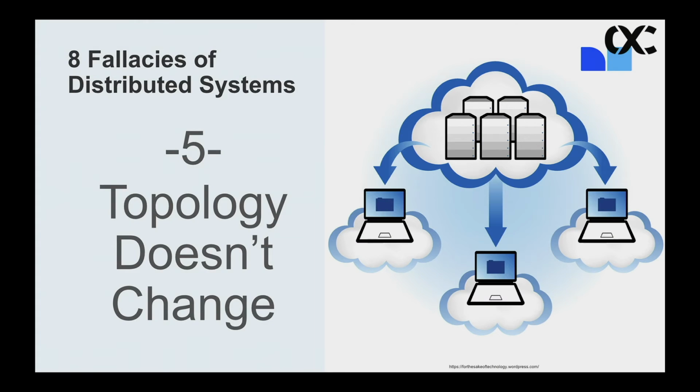The fifth fallacy is that the topology doesn't change. Especially now when we have the servers up in the cloud, the topology changes all the time. Servers are added and deleted, and they go up and down all the time. And you may have different data centers. And what happens if the connection between those data centers is broken?